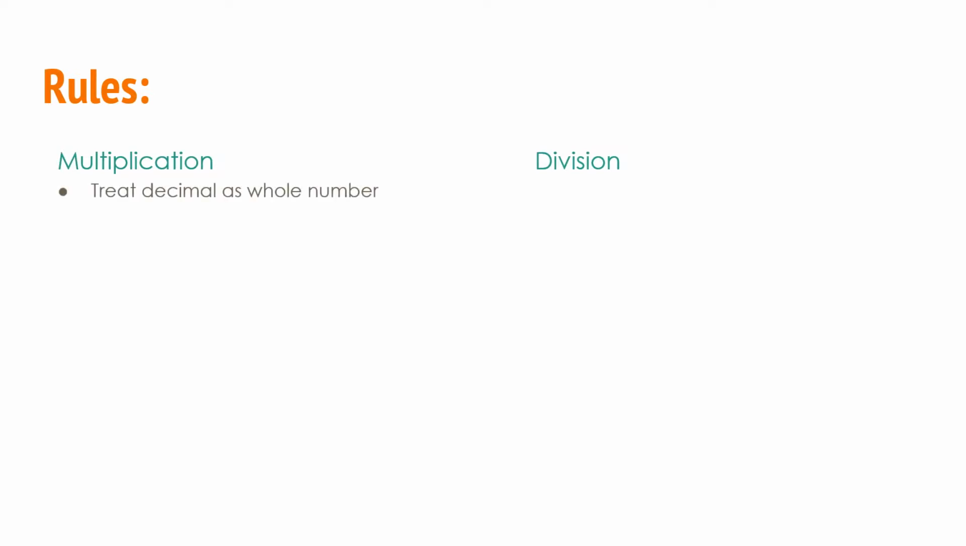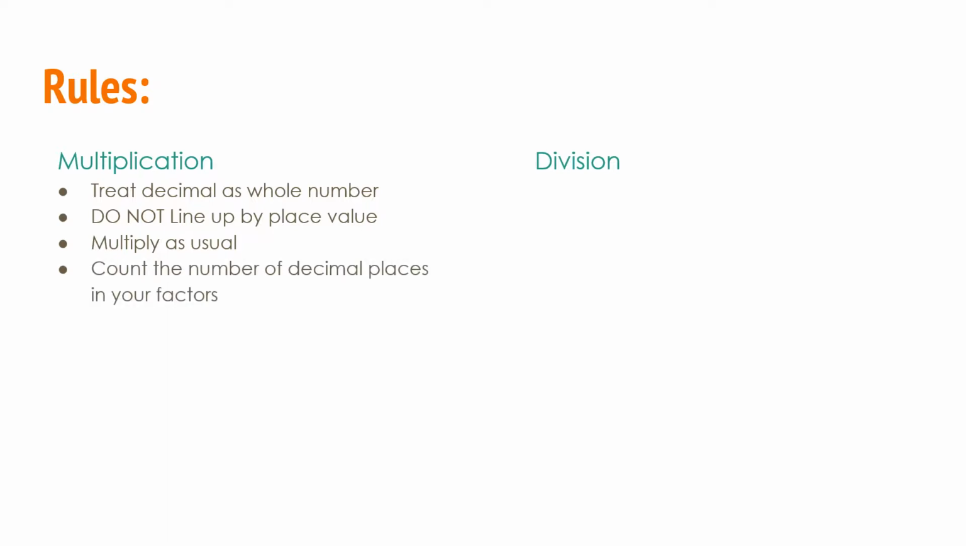The first rule we need to remember is that we need to treat the decimal as if it was a whole number. This way, we can basically multiply like regular without worrying about the decimal for the most part. Do not line up by place value. So this is kind of opposite of when we added and subtracted in the last week. So this time, we're just going to line it up just as if we were doing regular multiplication. Now we're going to multiply as usual, and you'll see an example on the next slide of what this means.